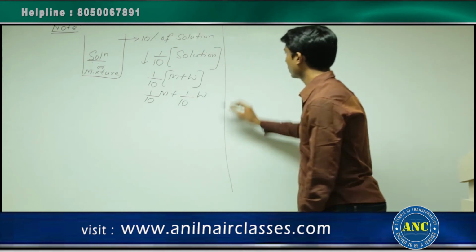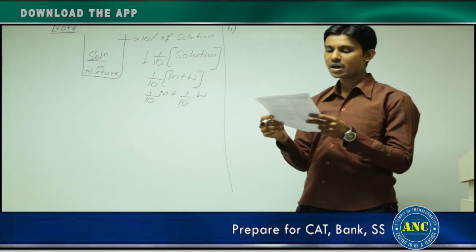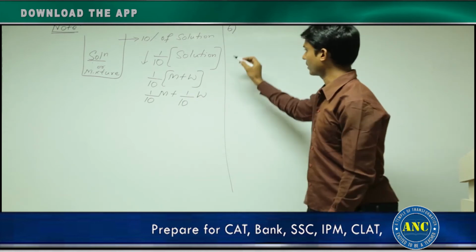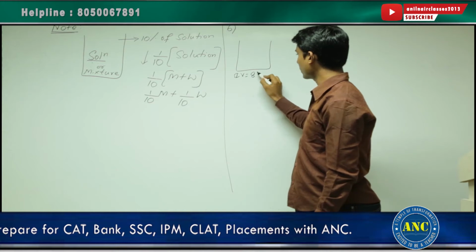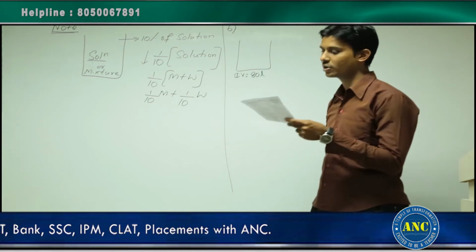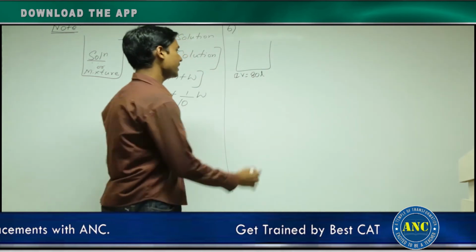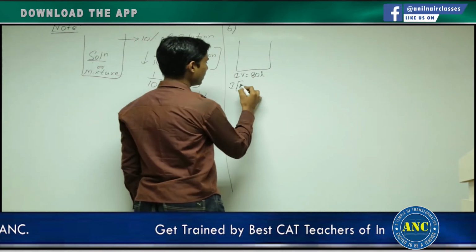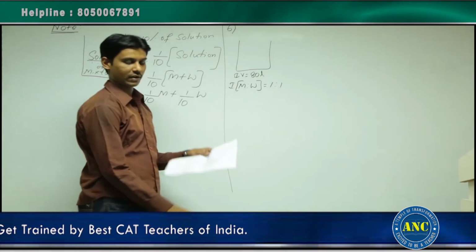Now see the sixth question. Question number 6. Let us understand the question. In a mixture of 80 liters, there is a vessel. The initial volume of this vessel is 80 liters. Milk and water are in the ratio 1:1. That is the initial ratio of milk and water.